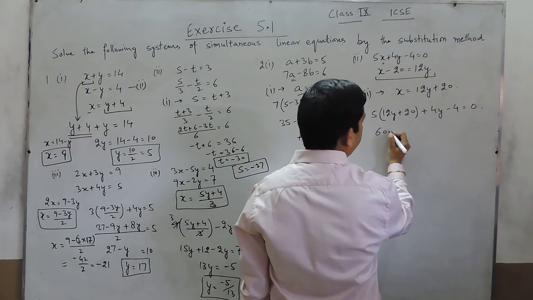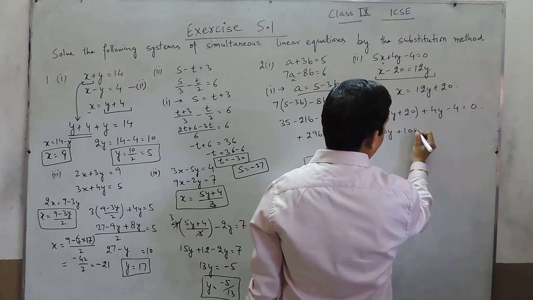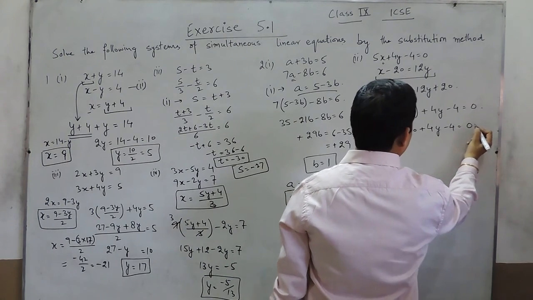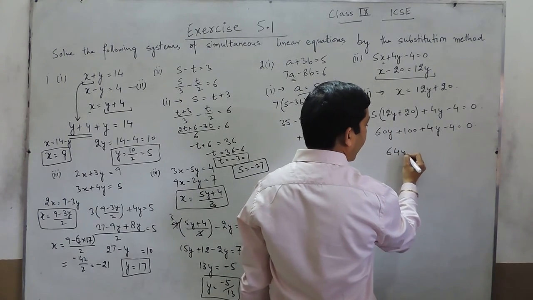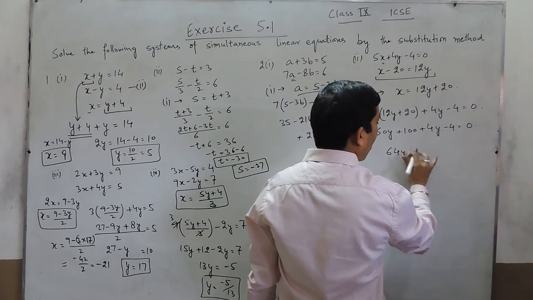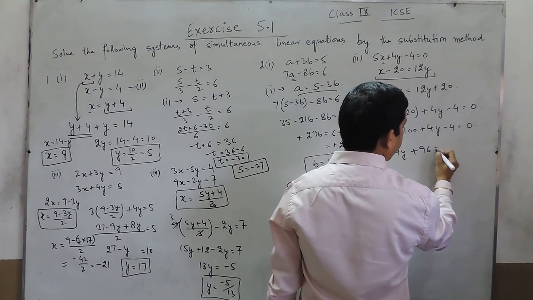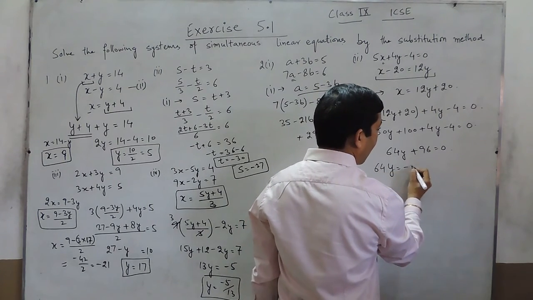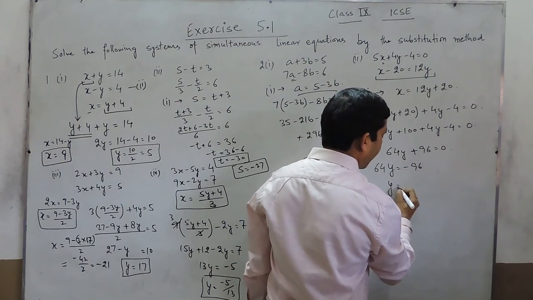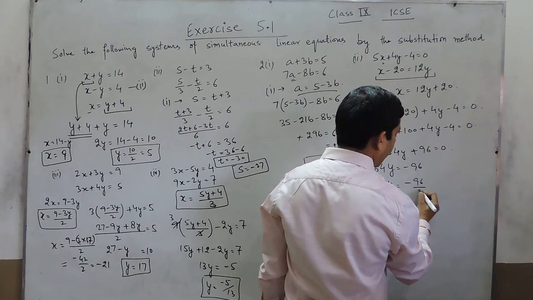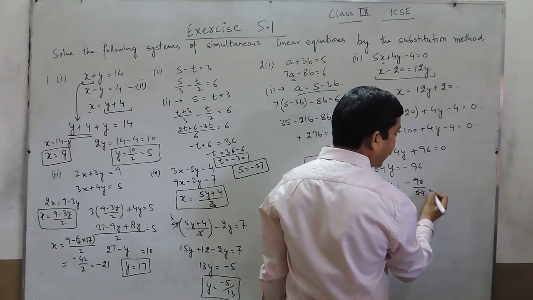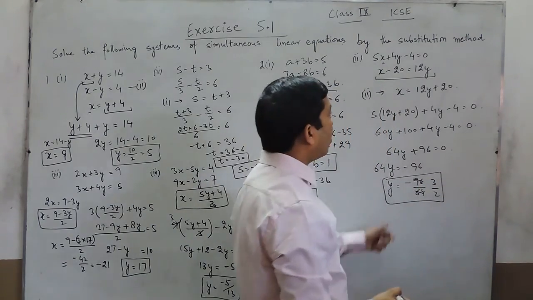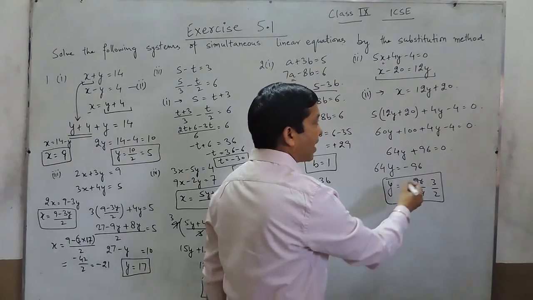So this comes out to be 60y plus 100 plus 4y minus 4 is equal to 0. So 64y plus 96 comes out to be 0. So 64y is equal to minus 96, or the value of y is minus 96 upon 64. If we cancel it out, it comes out to be 3 upon 2. As we know, we get the value of y as minus 3 upon 2.